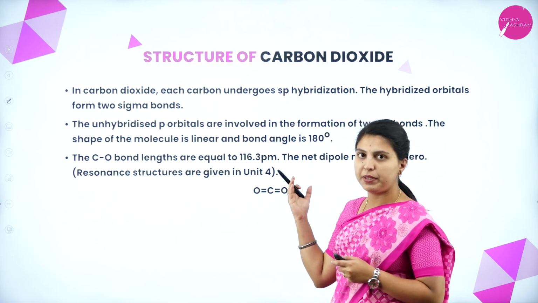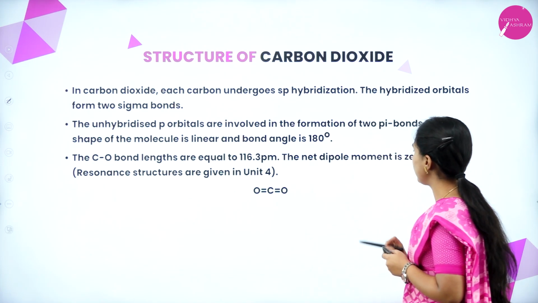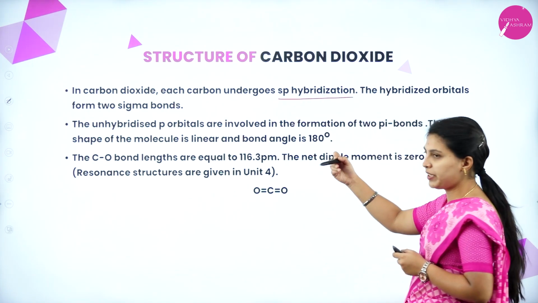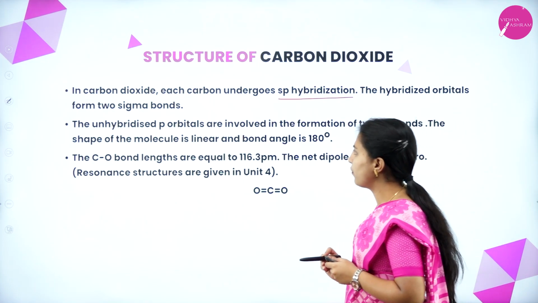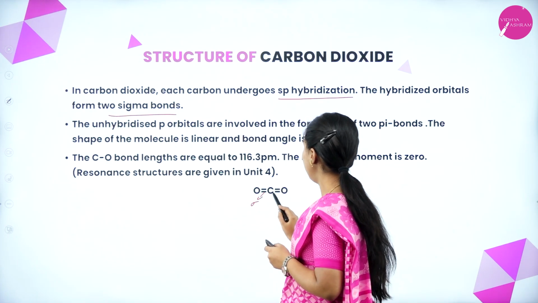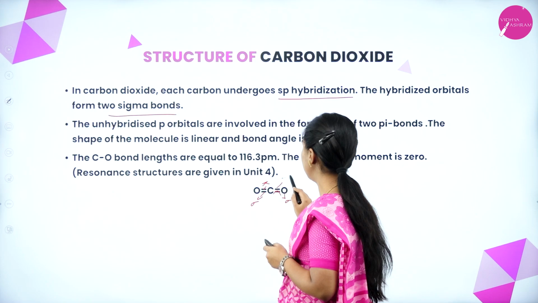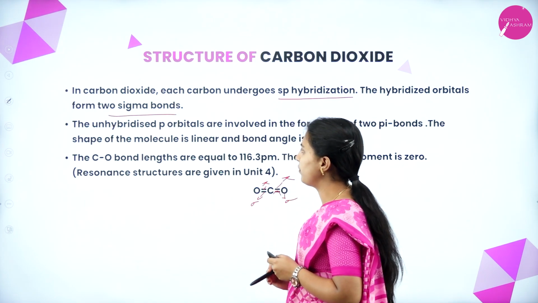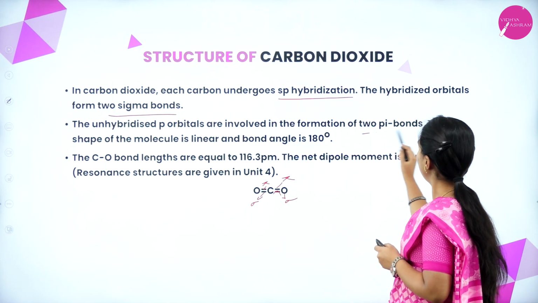Next, structure of carbon dioxide. In carbon dioxide, each carbon undergoes sp hybridization because a double bond is present on either side of carbon. The hybridized orbitals form 2 sigma bonds. Here 1 sigma, here 1 sigma. This is 1 pi, this is 1 pi. 2 sigma bonds will be present. The unhybridized p orbitals are involved in the formation of 2 pi bonds.